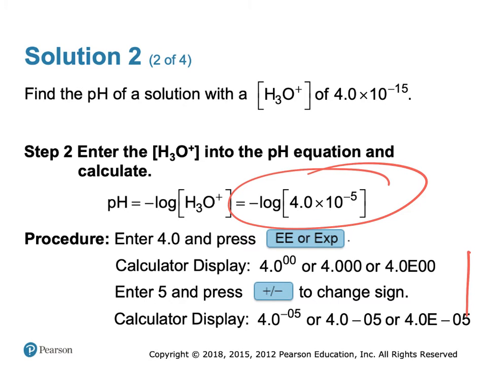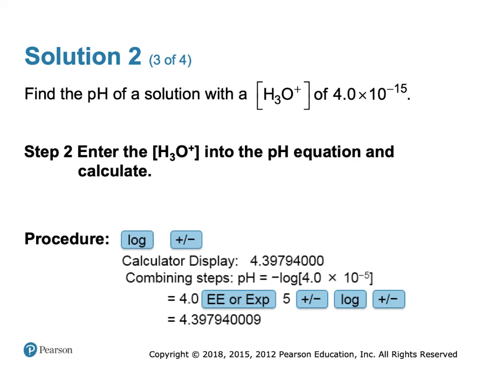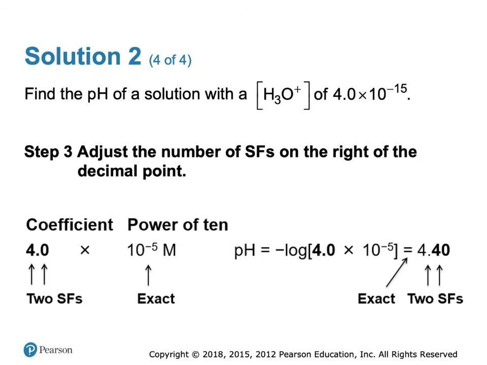It might be different for your calculator. Alright, you'll see that you get an acidic pH, and again, you do have to round, so you're rounding to 2 sig figs after the decimal, so it would be 4.40.